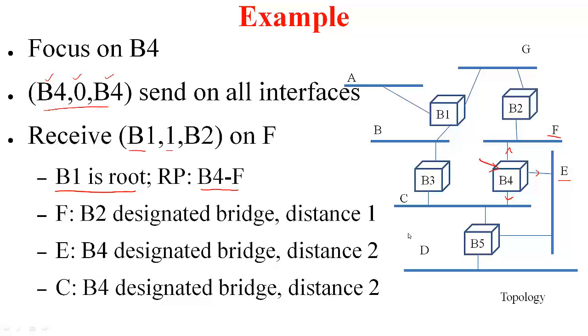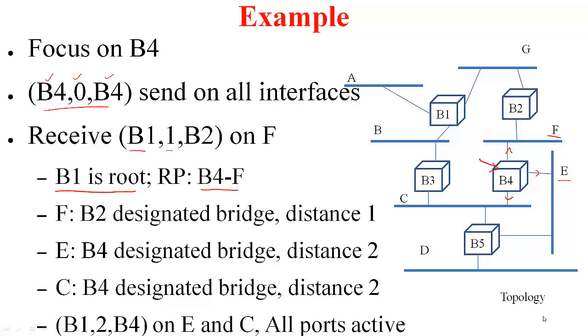the configuration message. So the question is, what configuration message is it going to forward? And secondly, on what ports is this configuration message going to be forwarded? So the message it forwards is this, where it says I am B4, I am at a distance 2 to B1, and it is only going to send it out on E and C because it is not the designated bridge for F. So since it is the designated bridge for E and C, it is going to send it only on E and C. But note that all its ports are active because this is the root port and these are the designated ports.